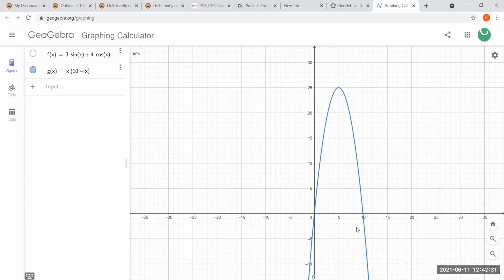You can see that if x goes from 0 to 10, at 5 it becomes maximum. Then again it will decrease to 0. So 5 is the critical point, right? Because you can see the slope is 0. If you differentiate and look at the tangent, you can also see the tangent is actually 0.